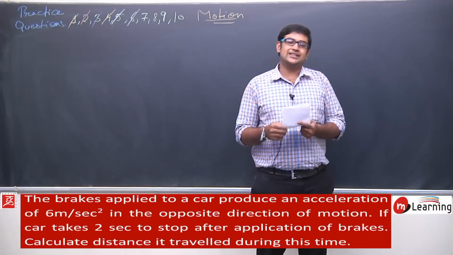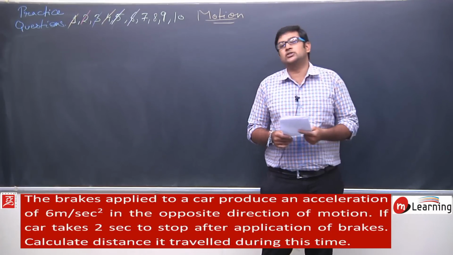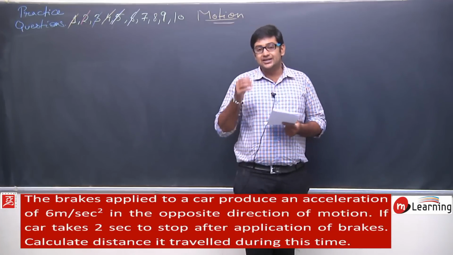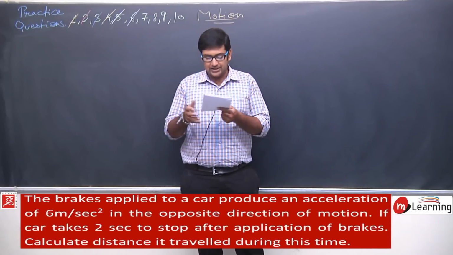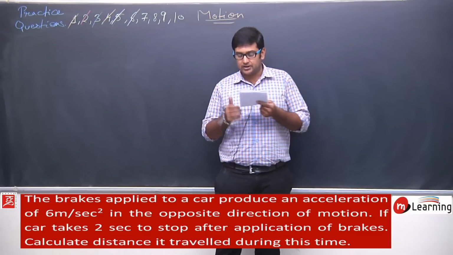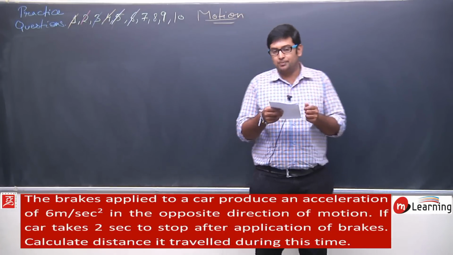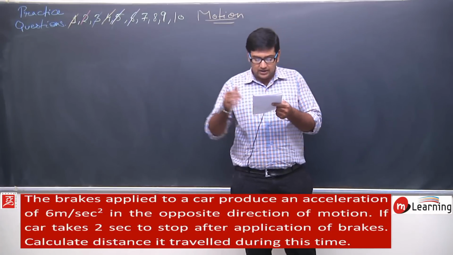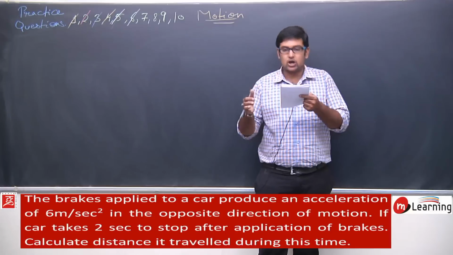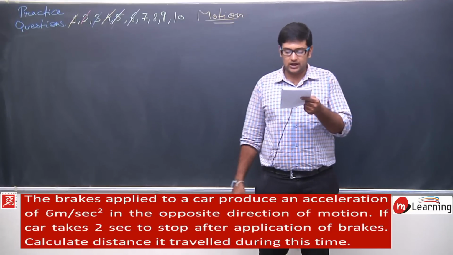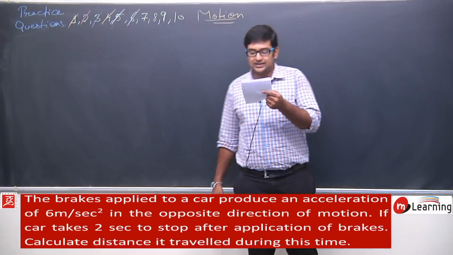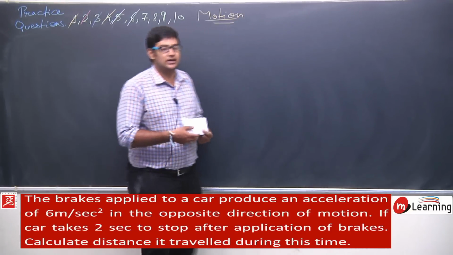So what happens when acceleration is opposite to the direction of motion? It is known as deceleration. Deceleration means to decrease the speed. So if the car takes 2 seconds to stop, the car stops at some point, and we need to calculate the distance it travelled during this particular time.